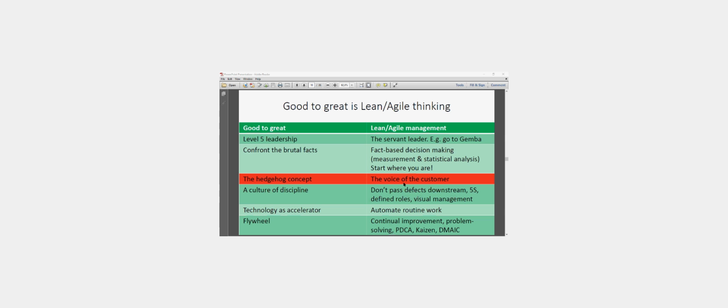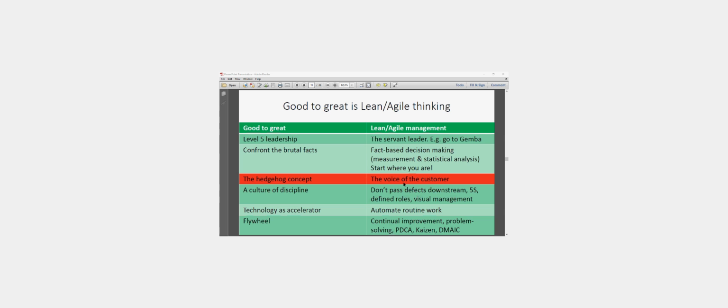So if we talk about Level 5 leadership, in lean and agile we talk about the servant leader, the leader that spends his or her time helping people to achieve. If we talk about confronting the brutal facts, in lean and agile we say we do fact-based decision making. We don't get emotional about stuff, we collect the facts, we look at them brutally, and based on what we see, we take action.